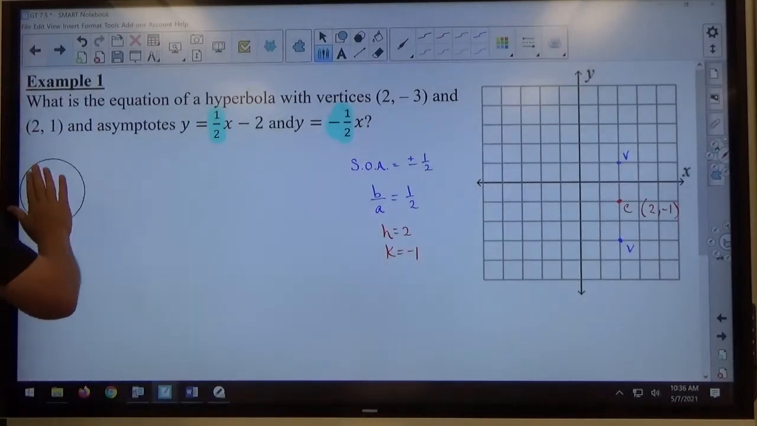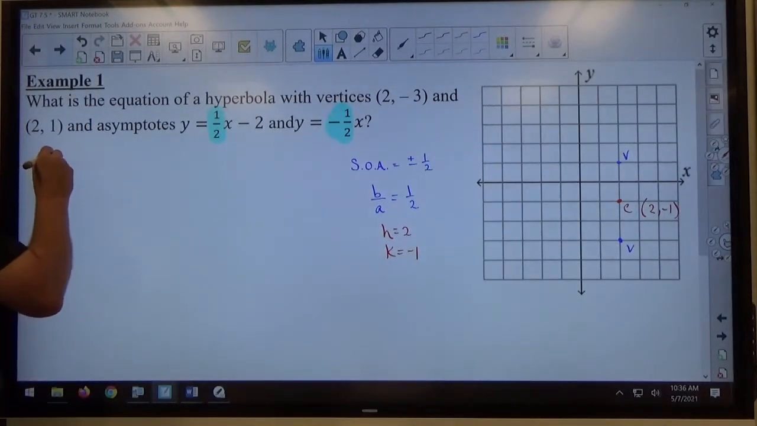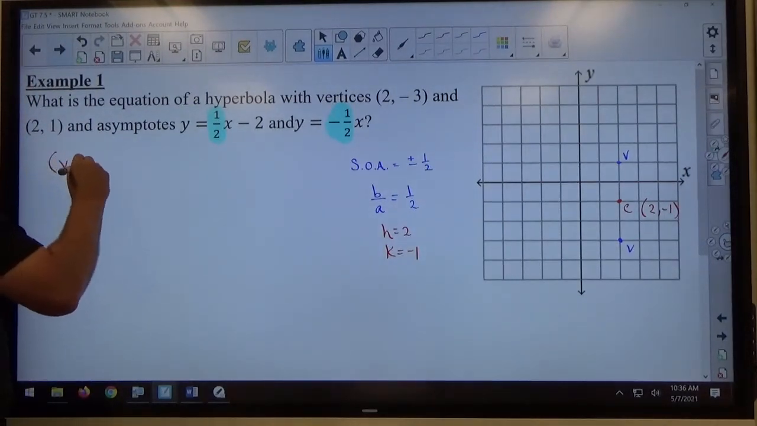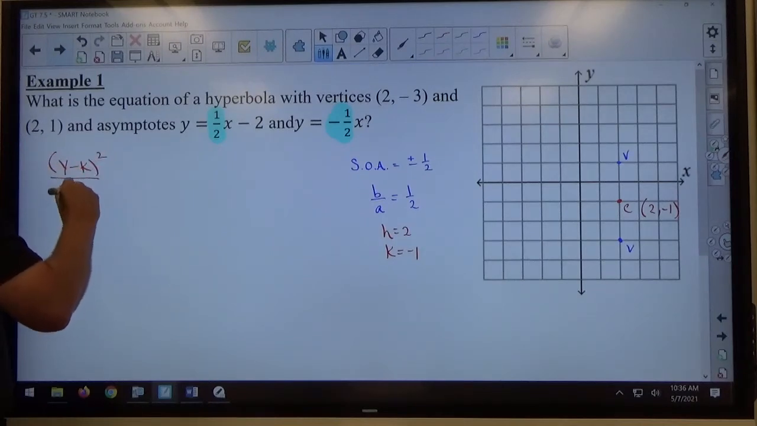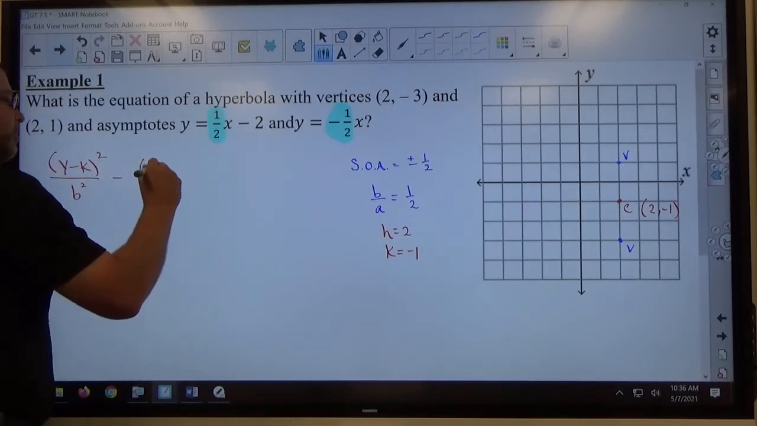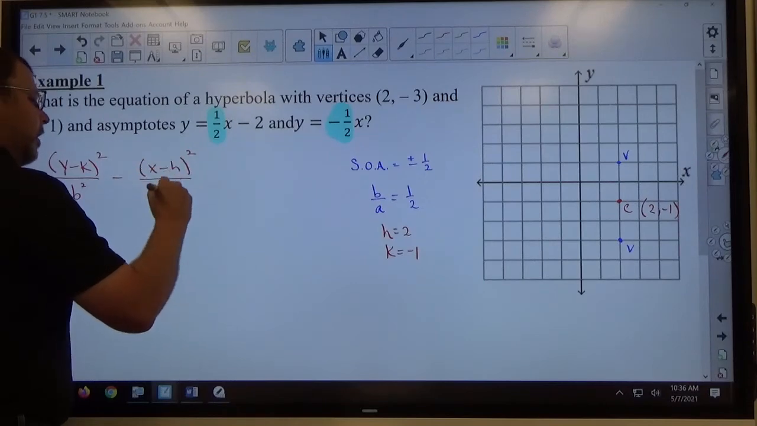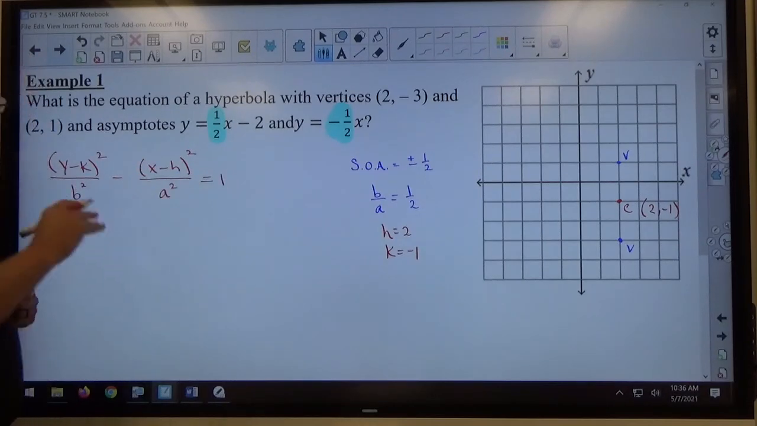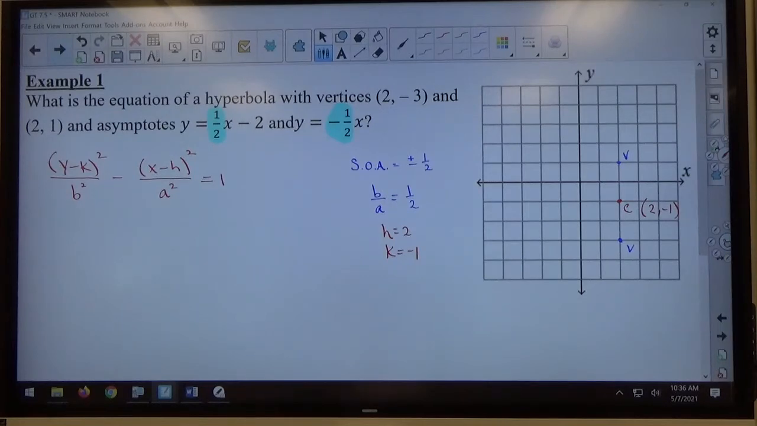So I recognize it as the vertical standard form: (y minus k) squared over b squared minus (x minus h) squared over a squared equals 1. And as I said with these other conic sections, the standard form is very precise. The squares are necessary. The minus signs are necessary. Minus h and minus k mean change the sign of h and k when you substitute them in. There's a lot of precision to this, but it's just a matter of putting things where they belong correctly.